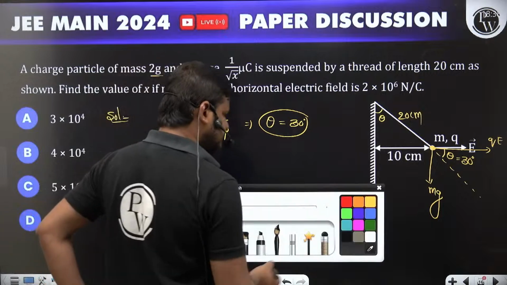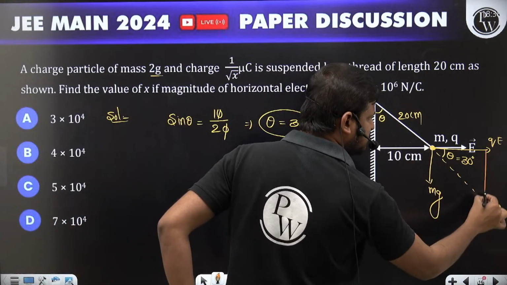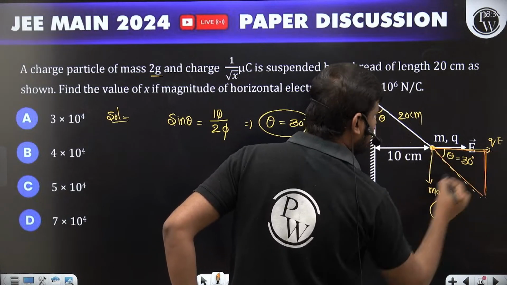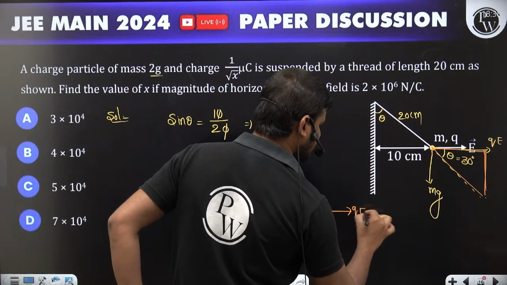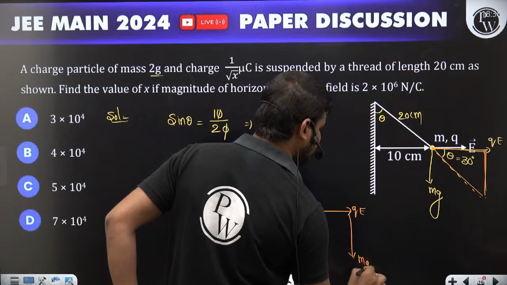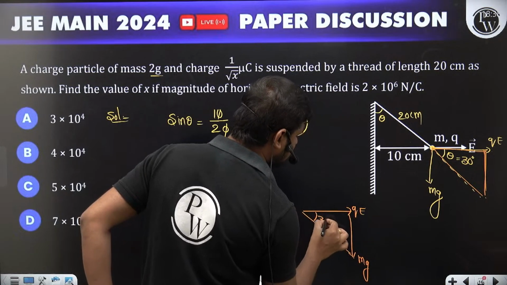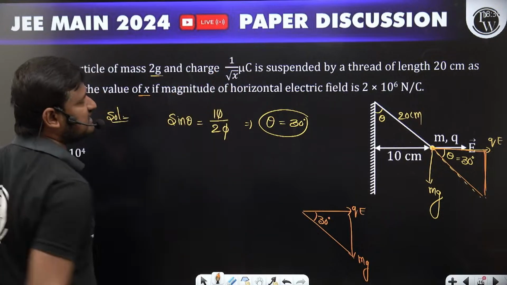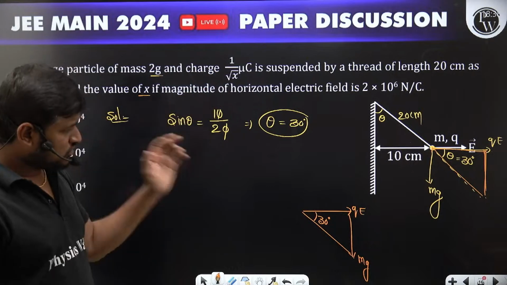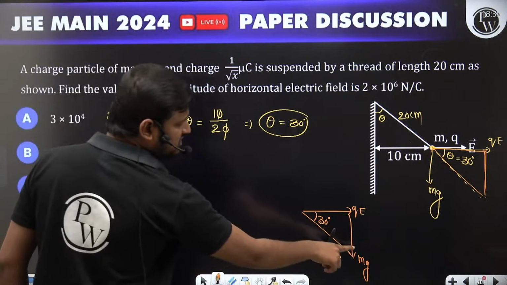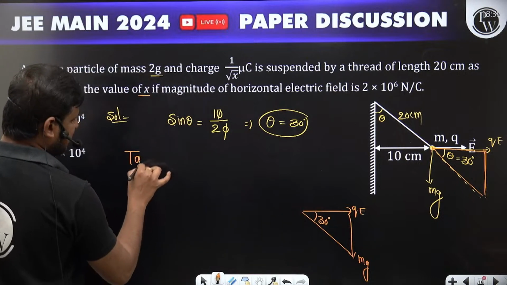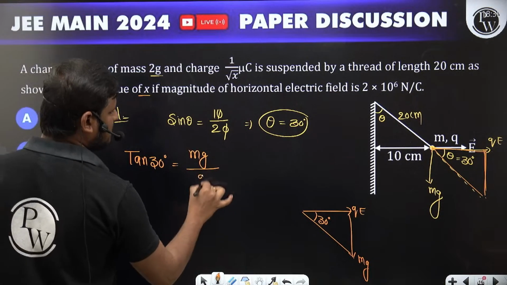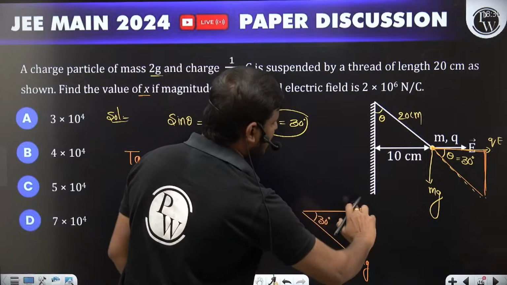Now you observe this triangle. You guys can observe this triangle, this one. So this is mg and this is QE. This side it is QE and this side it is mg, and this angle is 30 degrees. Now I need to find the value of x, the x in the charge. Here I can see opposite I know, adjacent I know, so I am taking tan 30. So tan 30 is equal to mg by QE, opposite by adjacent.